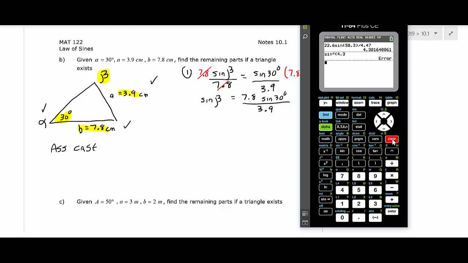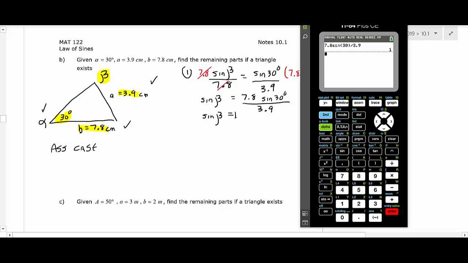All right, so let's clear all this mess off of there. So we got 7.8, and let's see, sine 30, and then we're going to divide that by 3.9. I think this might be 0.5. Yeah, that's what I thought. Okay, so that's the sine of beta is equal to 1.